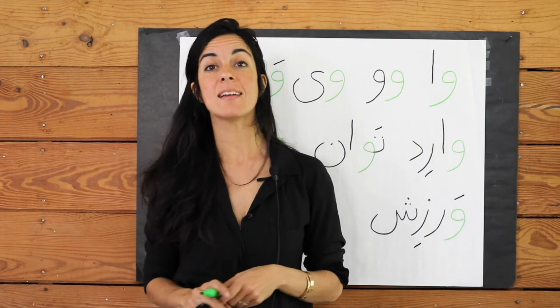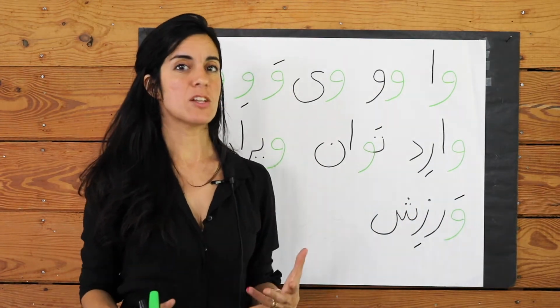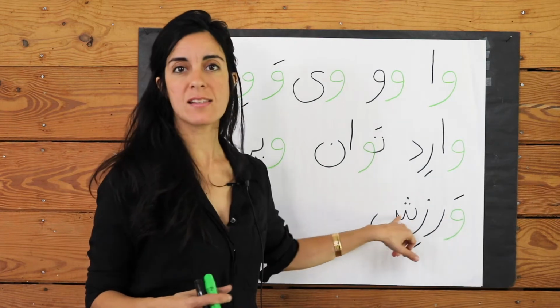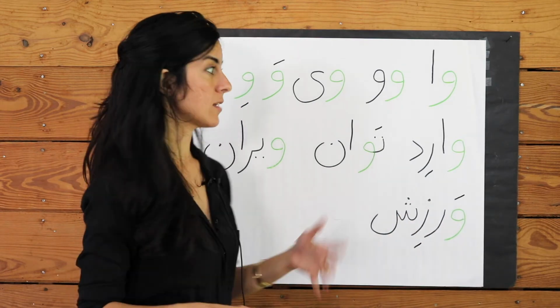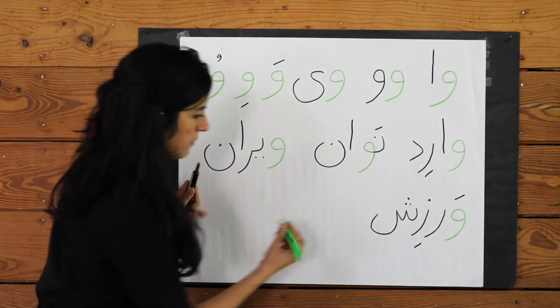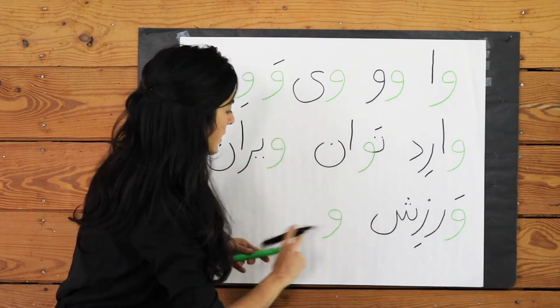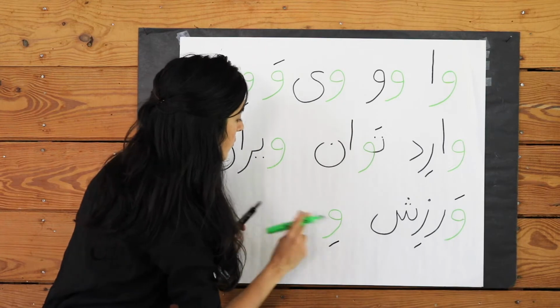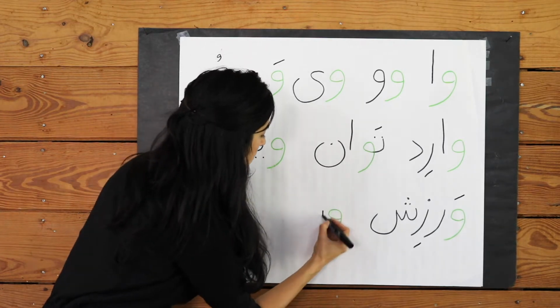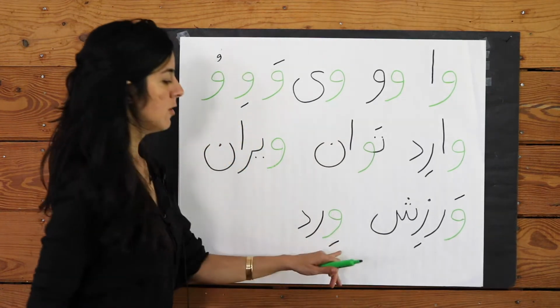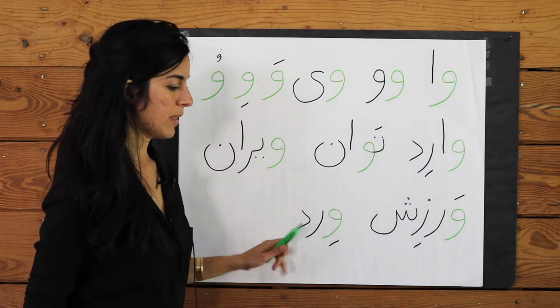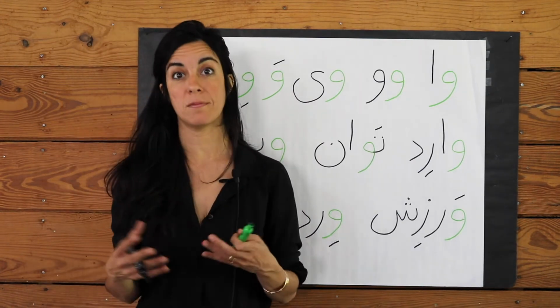V combined with an A is va, varzish. Varzish. And that means exercise. V with an E accent is ve, verd. And that means prayer.